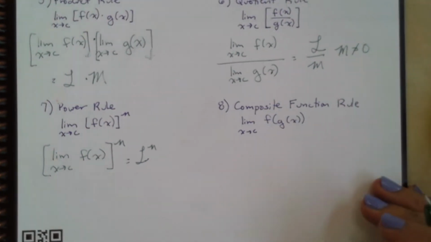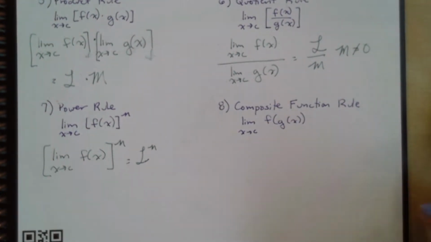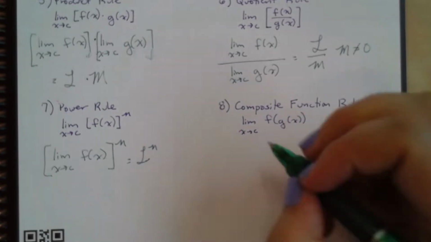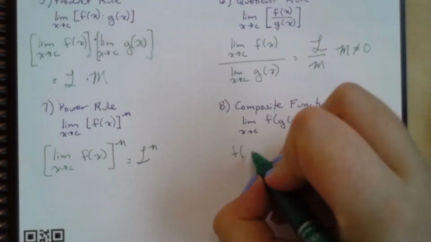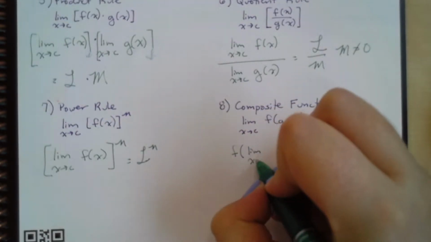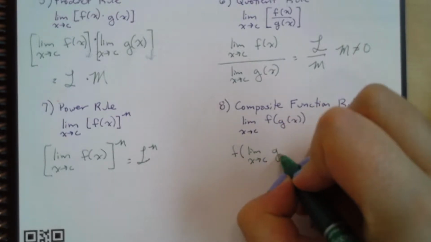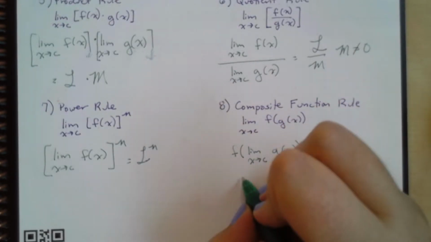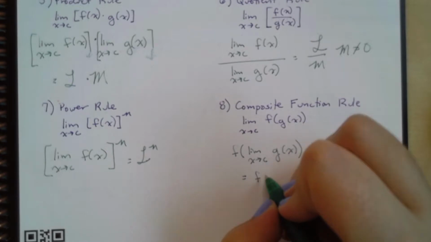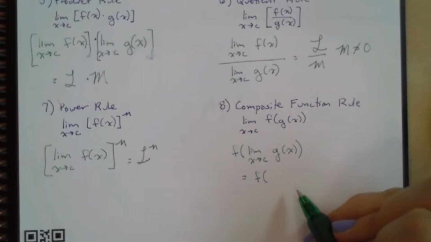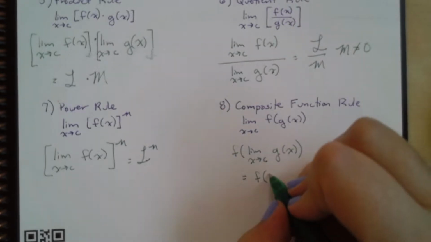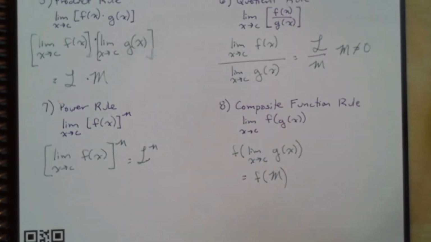And this one's kind of my favorite here, the composite function rule. Well, we can think of this as f of the limit as x approaches c of g of x, which is just going to be equal to f of, and because the limit of g of x is equal to M, we're going to have f of M, that quantity there.